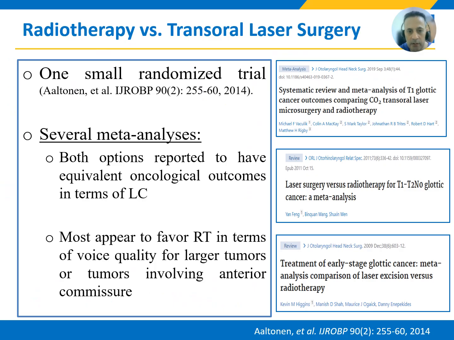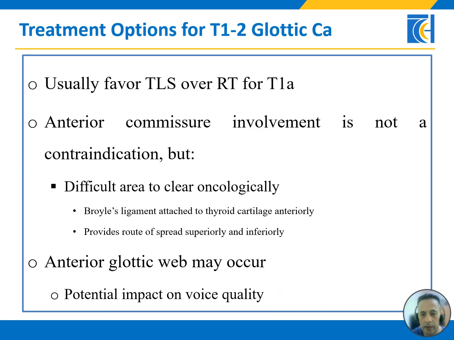Several meta-analyses compared radiation versus transoral laser surgery and showed that both options are reported to have equivalent oncological outcomes in terms of local control. However, most appear to favor radiation in terms of voice quality for larger tumors or tumors involving the anterior commissure. For T1a, we prefer transoral laser surgery over radiation therapy for tumors not extending to the anterior commissure, as the anterior commissure is difficult to clear oncologically, and anterior glottic web may occur, which subsequently will impact the voice quality in this highly curable disease.